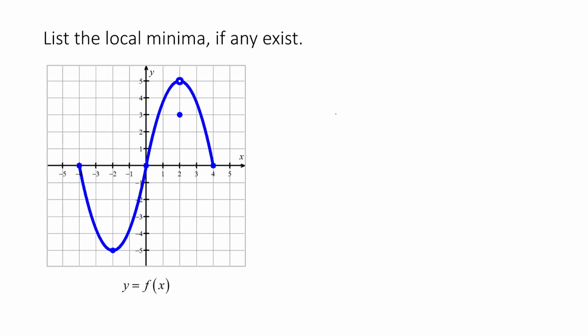Okay, let's look for local minima. So we're looking for low points on the graph here. Here's a low point. And if you think of being in a valley and looking up, that's a way you look for local minima. So right here, we could be in a valley. We could look to the left. We could look to the right. And so I'm going to say I have a local minima.